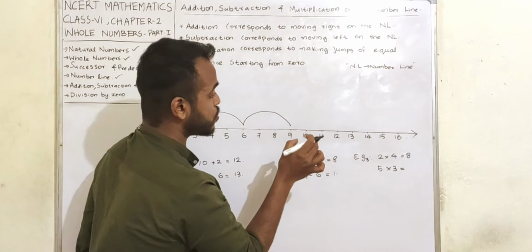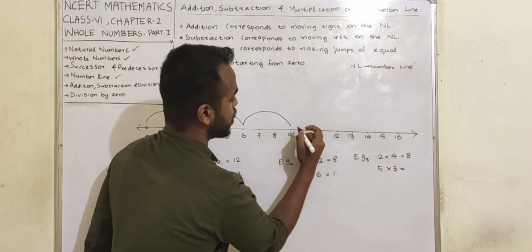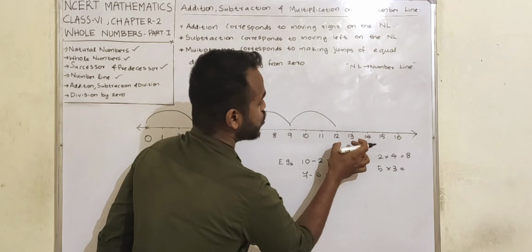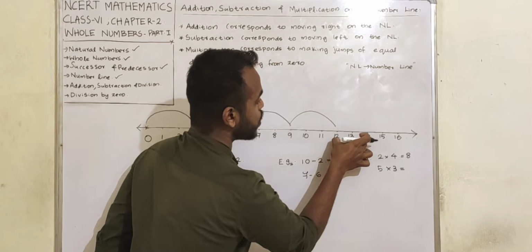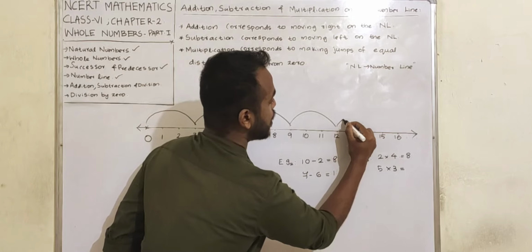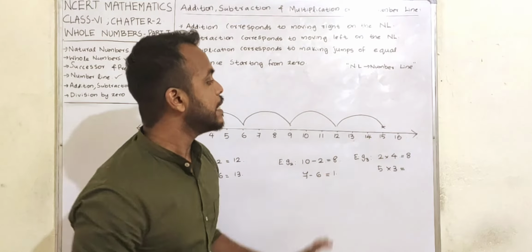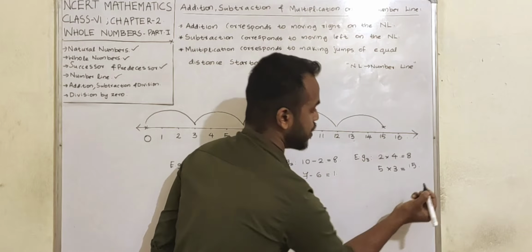Next jump should also be 3 units. 1, 2, 3. So this is our fourth jump. Now, one more jump is needed. I'm going to jump 3 units. 1, 2, 3. So it is here where we reach. And what's the value? It is 15.